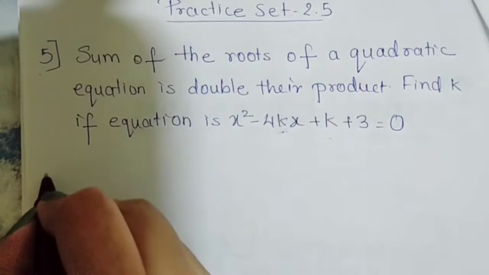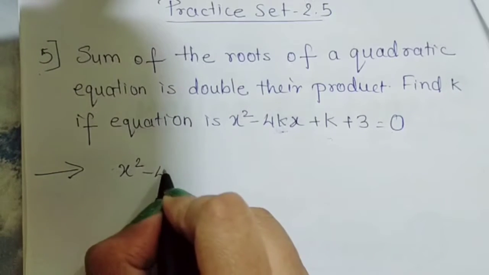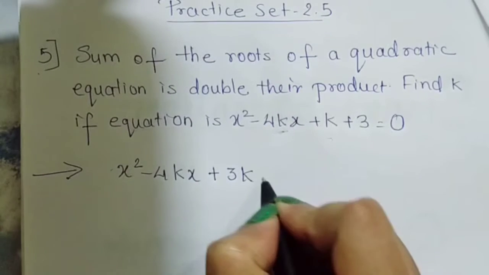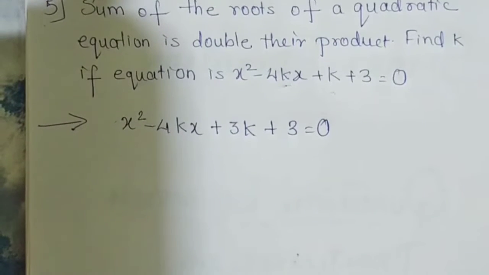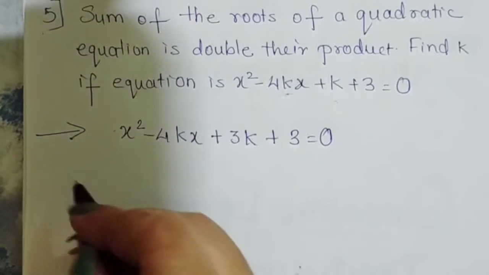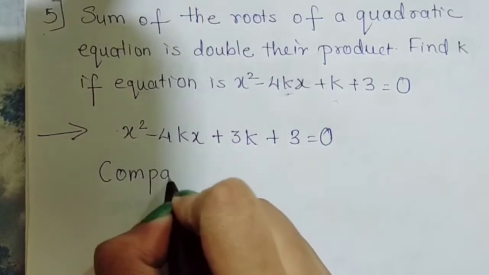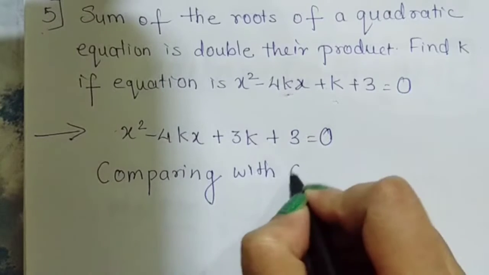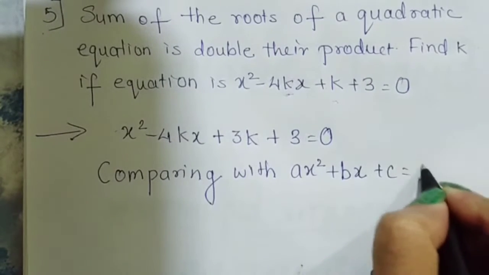So I'm writing the equation down here. x square minus 4kx plus k plus 3 equal to 0. First we have to compare this equation with ax square plus bx plus c equal to 0.